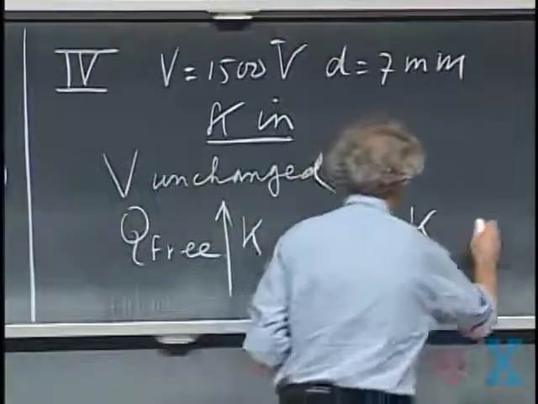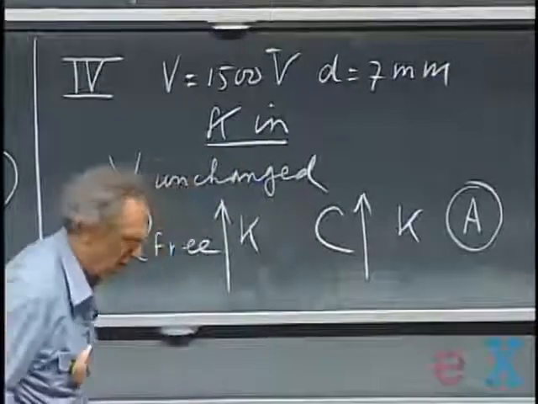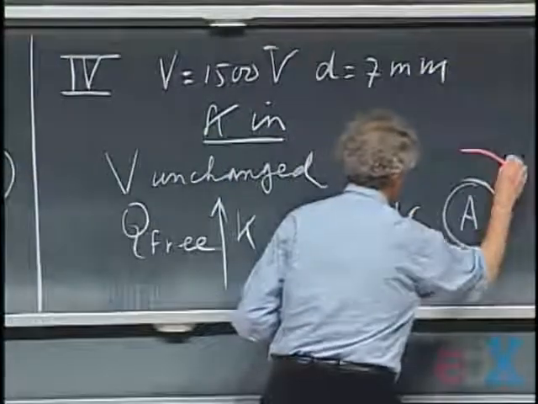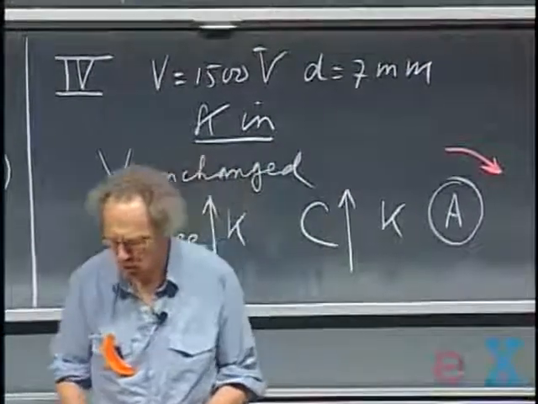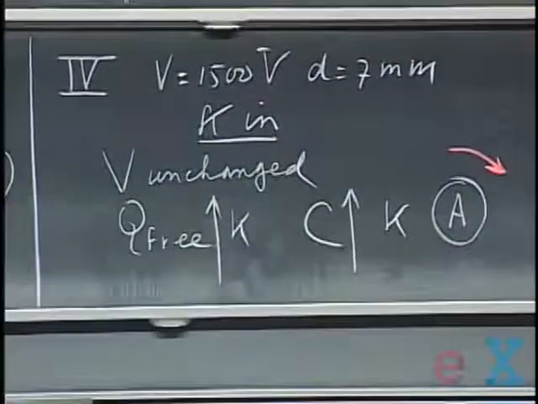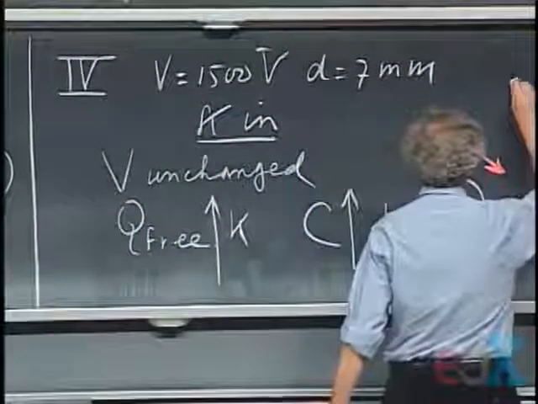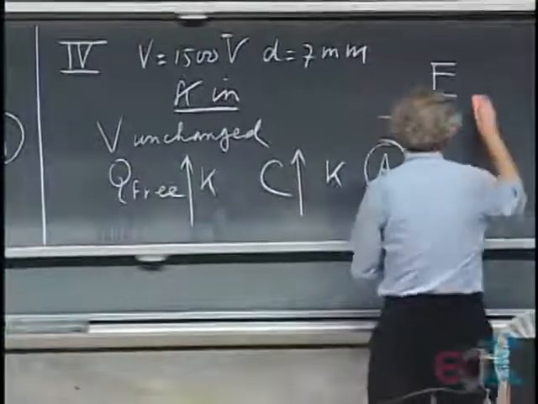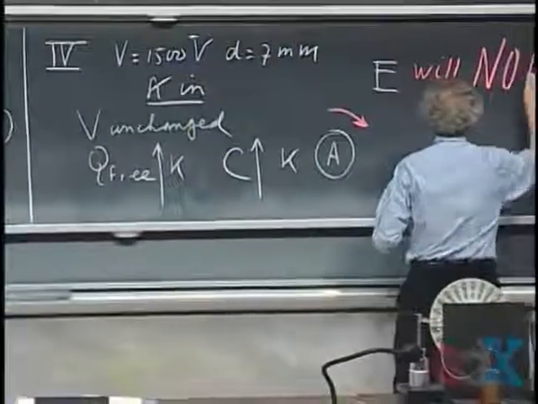And so my ammeter will say, aha, I have to put charge on the plates, and so my ammeter will now do this. And that's what I want to show you. The remarkable thing now is that the electric field E, the net electric field E, will not change.